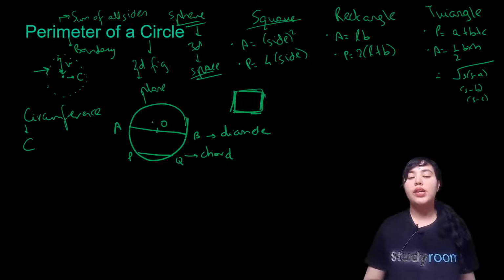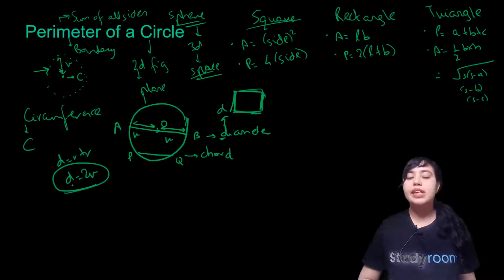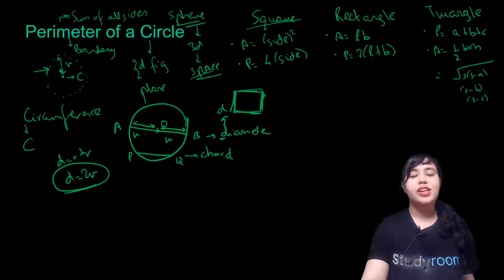Now if you look carefully, what is OA and what is OB? These are line segments joining the center and a point on the circle. So both of them should be individually equal to R. Diameter can also be represented by its first letter D. So I can say D is equal to R plus R, or in other words D is equal to 2R. We'll be making use of this relation also very soon.